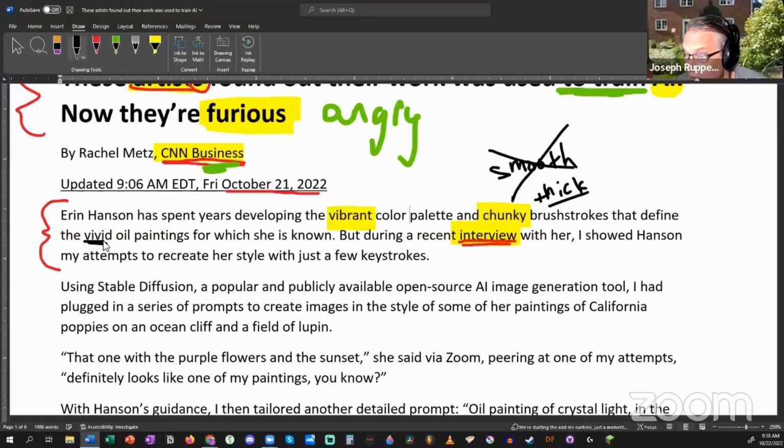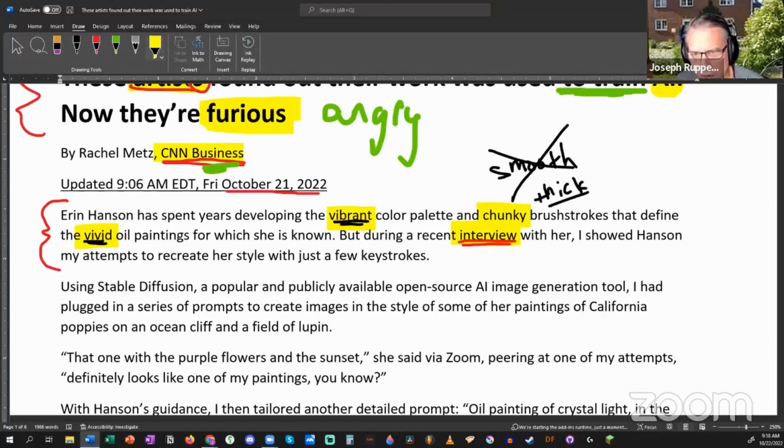Oh, okay. Vivid, similar to vibrant. That's an interesting question, the difference between vibrant and vivid. I want to come back to that. Vivid and vibrant, two good words. Oil paintings for which she is known. But during a recent interview with her, I showed Hansen my attempts to recreate her style with just a few keystrokes. And that's referring to the AI.